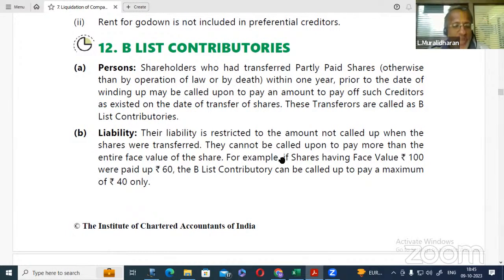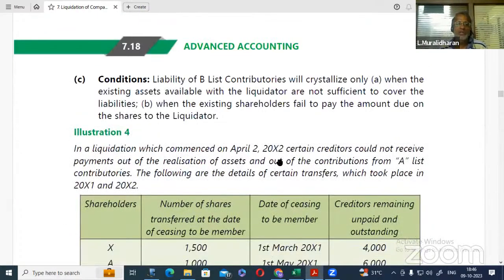Within 1 year prior to the date of winding up, they may be called upon to pay an amount to pay off such creditors as existed on the date of transfer of shares. These transferors are referred to as B list of contributories. Their liability is restricted to the amount not called up when the shares were transferred. They cannot be called upon to pay more than the entire face value of the share. For example, if shares have a face value of 100 and were paid 60, B list contributories cannot be called upon to pay beyond 40. Conditions: liability of B list contributories will crystallize only when the existing assets available with the liquidator are not sufficient to cover the liabilities, and the existing shareholders failed to pay the amount due. That is, existing shareholders will be taken up under list A.